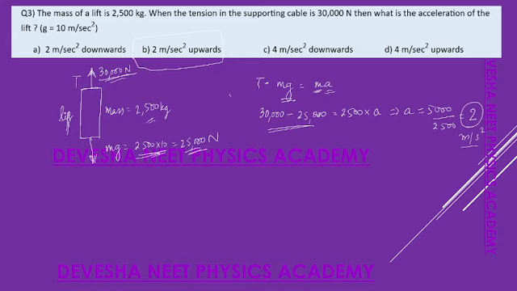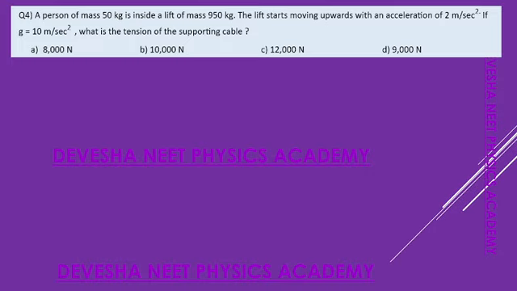Let's go to the next question now. Right? A person of mass 50 kgs inside a lift of 950 kgs, right? So imagine that this is a lift here.